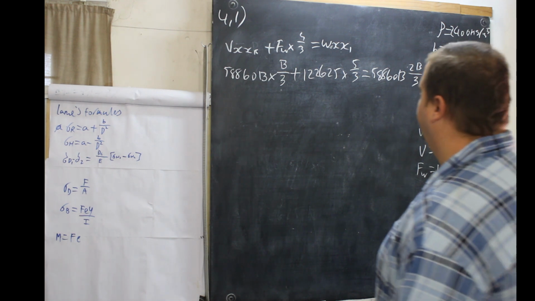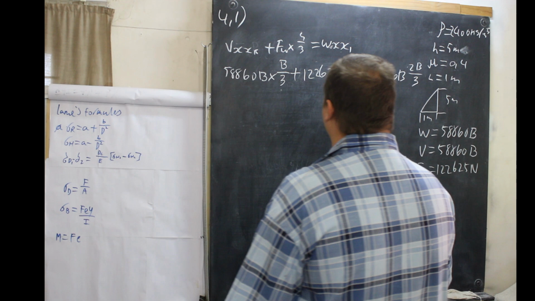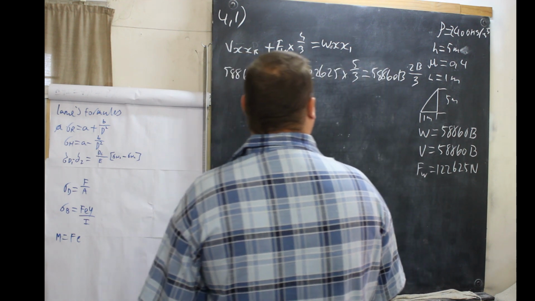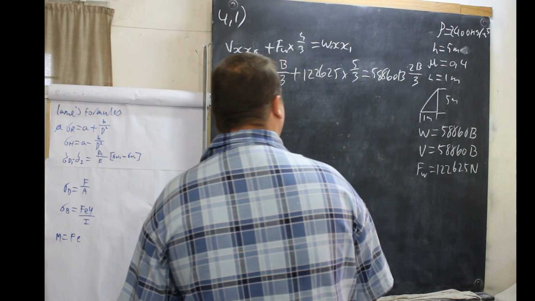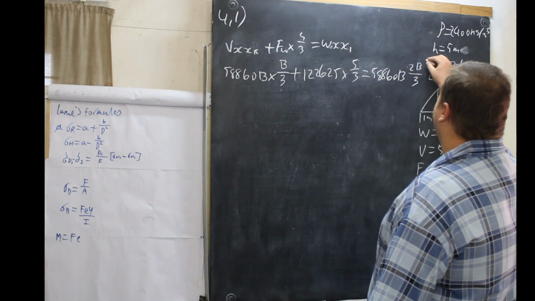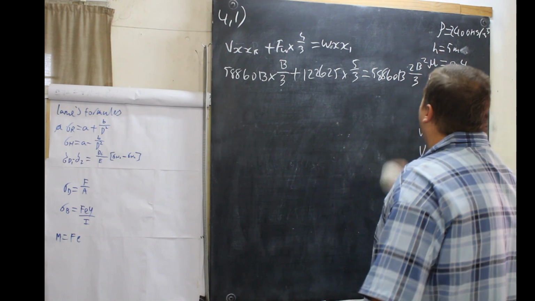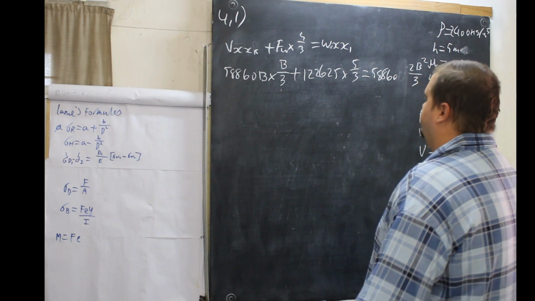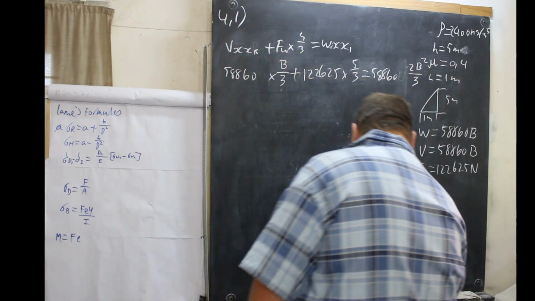Now all we have to do is just work out B. Let's put all the B's together, which is quite simple. So B times B is B squared. So that's 2B squared, and this is also B squared.